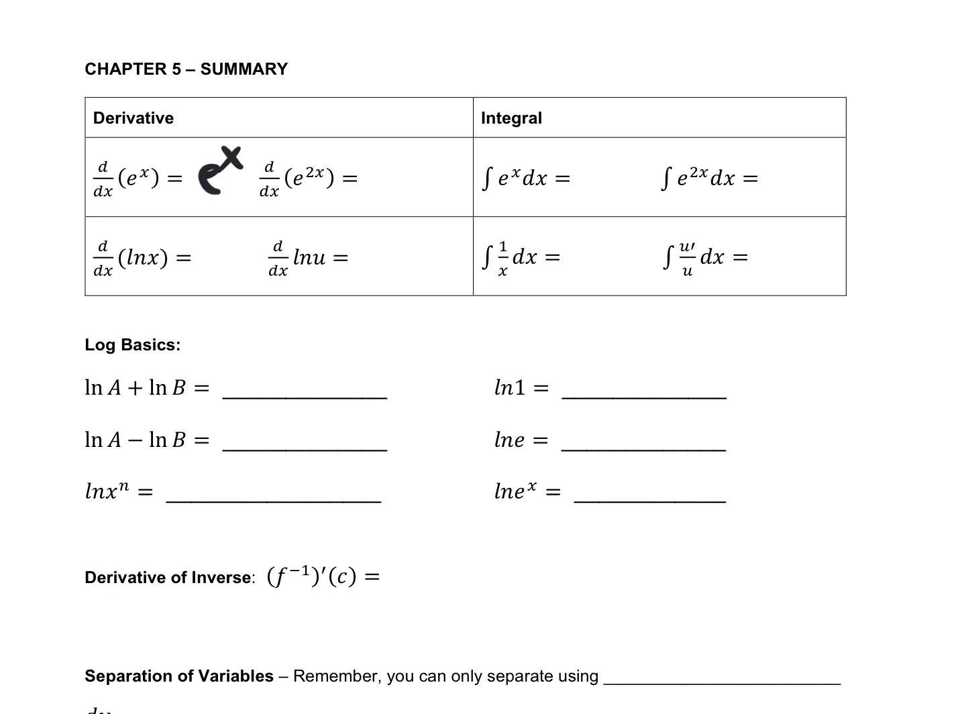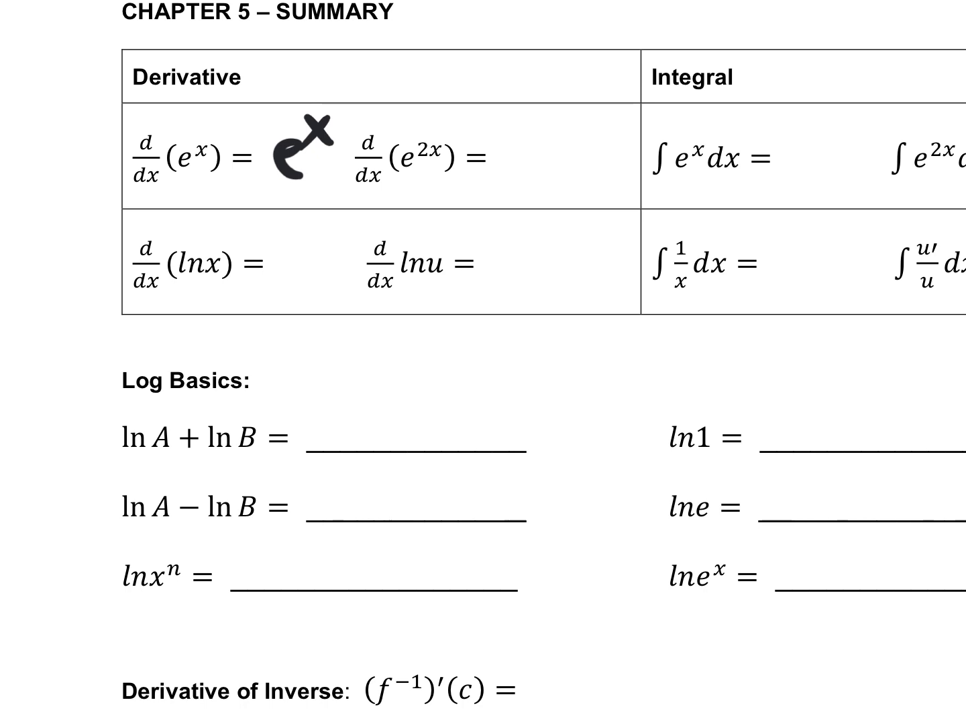So e to the x, its derivative is itself. However, if you've got something other than just an x in the exponent, you must also multiply by the derivative of the exponent, which means the derivative of e to the 2x would be what? 2e to the 2x. What is the derivative of ln x? 1 over x, and if something is in the ln that is not just an x, you have to do u prime over u. Okay?